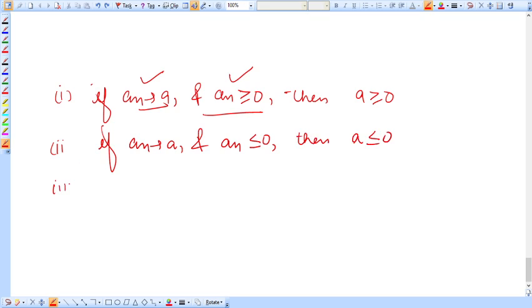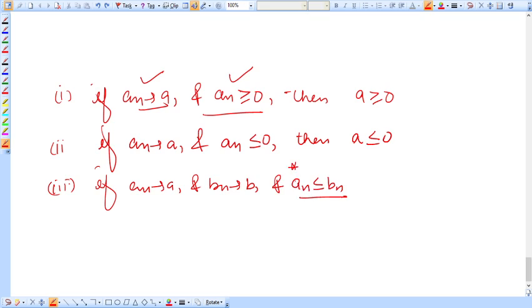Third, if a_n converges to a and b_n converges to b, plus a_n is less than or equal to b_n. ठीक है, a_n की terms b_n से छोटी हैं, their respective terms, like you are comparing a1 with b1, a2 with b2, and okay, a3 is lesser than b3, right?